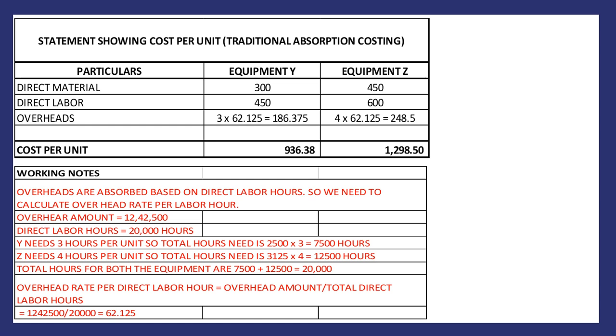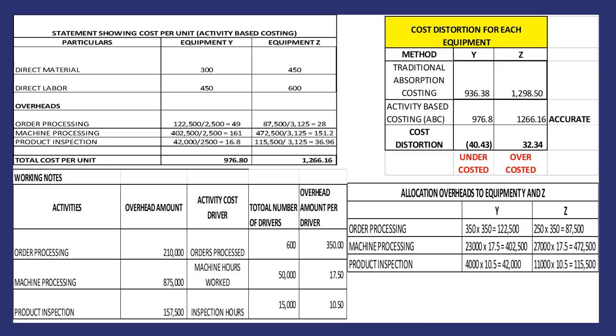Now we will do the same calculation for activity based costing. As I told you, whether it is the absorption costing method or activity based costing method, there is no difference in the direct cost calculation. The issue is only with the indirect cost, the overhead cost calculation. So I took direct material cost directly in the first statement: equipment Y 300, equipment Z 450, no change. Direct labor, equipment Y 450, equipment Z 600, no change.